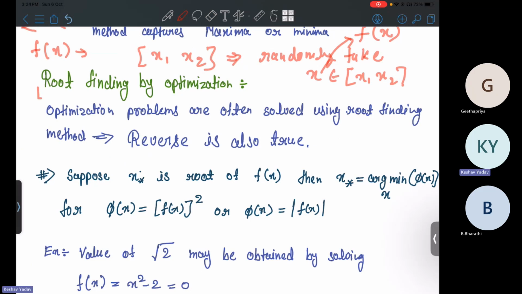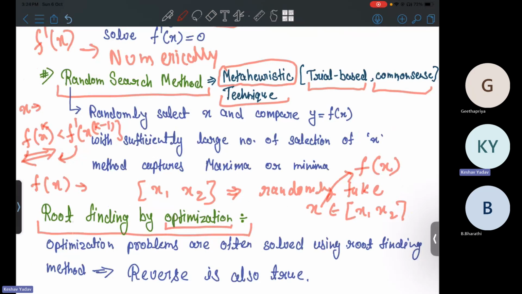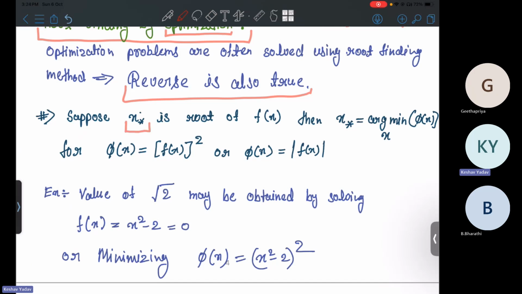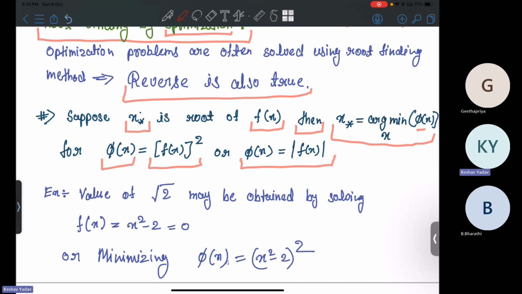Now we will see root finding by optimization. Earlier we have seen that the optimization problem can be converted to a root finding problem. So the reverse is also true. Means what? A root finding problem can be converted to an optimization problem. How? Suppose we want to find the root x star of f of x. Then we can solve the minimization problem of phi of x, where phi of x equal to f of x whole square or phi of x equal to modulus of f of x.